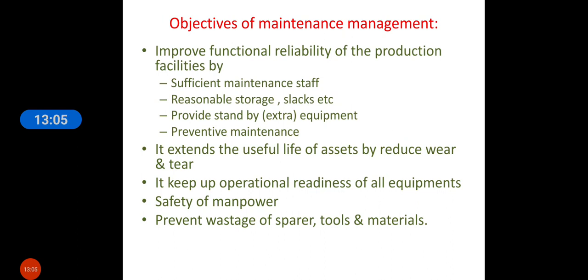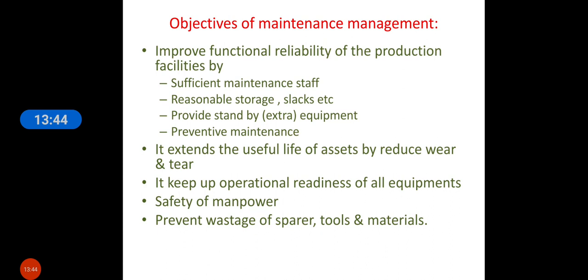Then the objective of maintenance management. Basically the main objective of maintenance management is to improve the functional reliability of your production facility, and they can improve the functional reliability by sufficient maintenance staff or by reasonable storage, slack etc. Because if by chance there is a breakdown, this sufficient maintenance staff and reasonable storage will help you keep your production facility smooth. Then it provides standby or extra equipment.